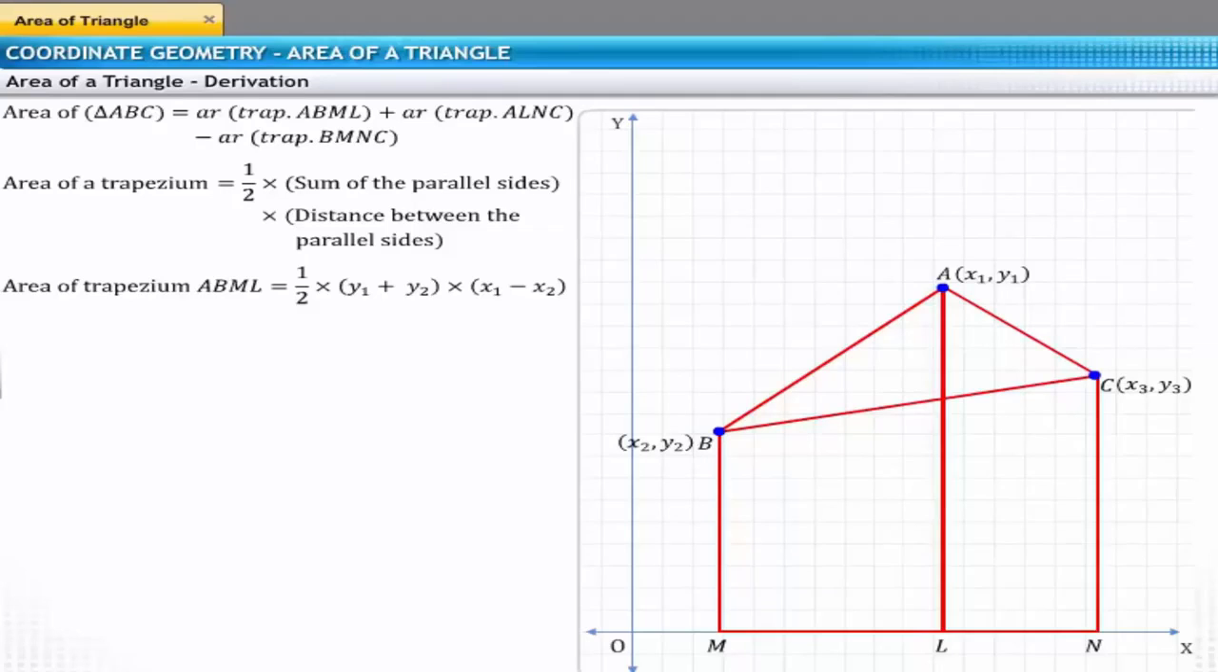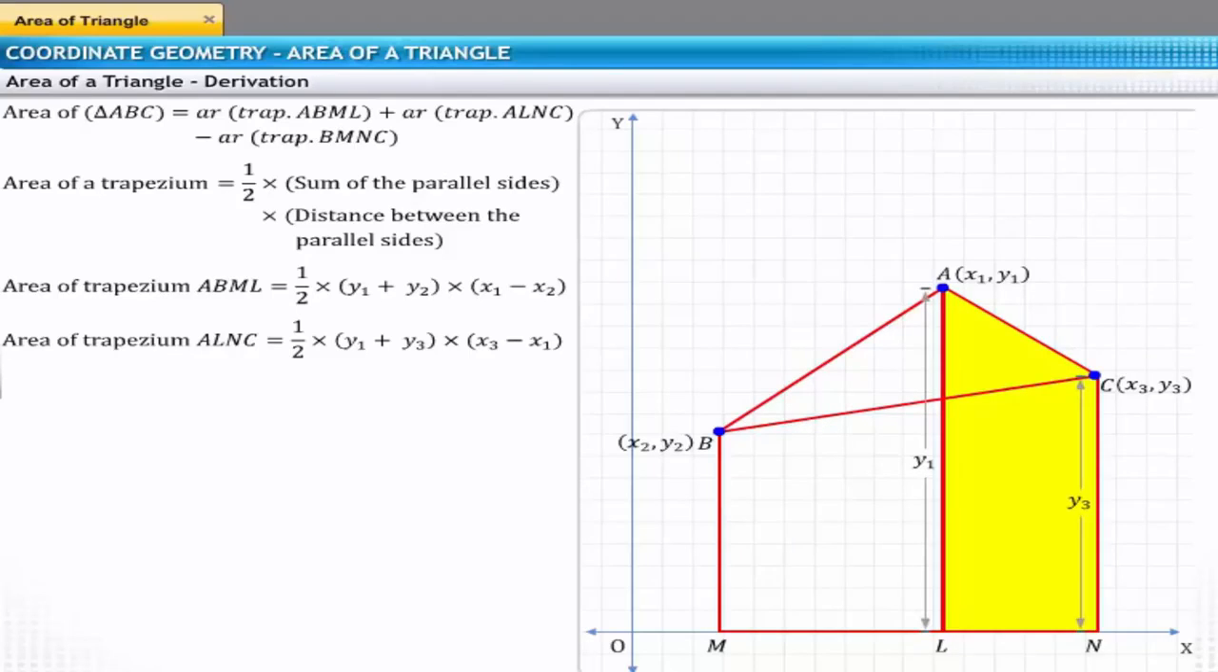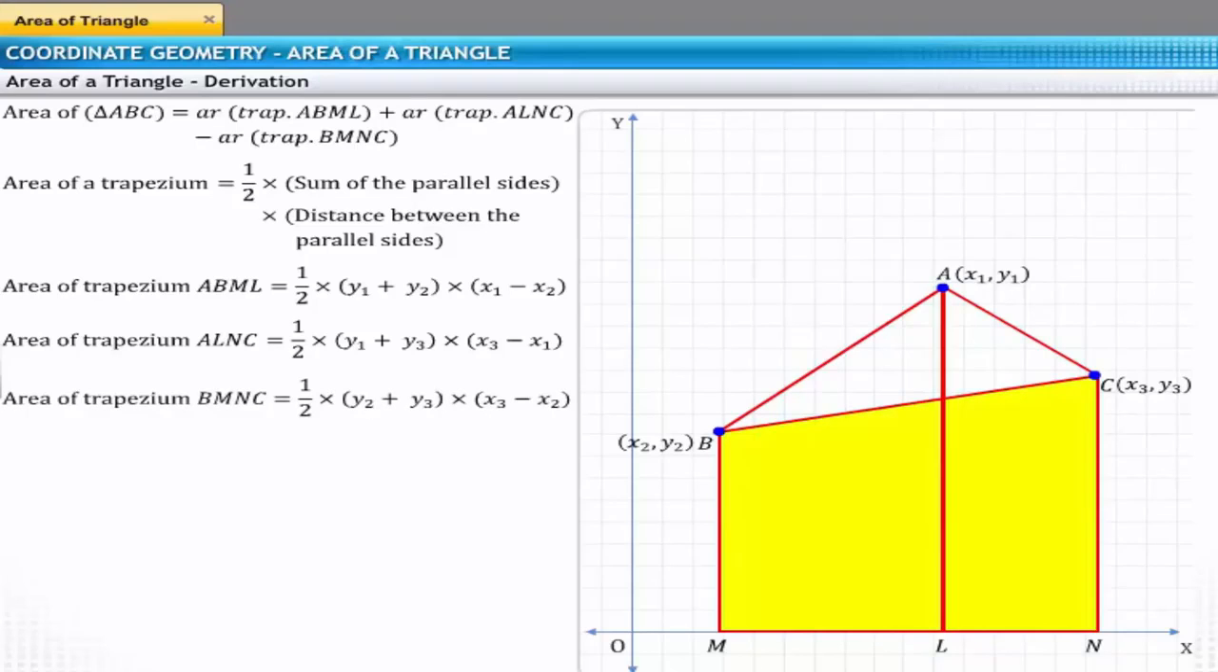Similarly, the area of the trapezium ALNC is half multiplied by y1 plus y3 multiplied by x3 minus x1. Similarly, the area of trapezium BMNC is half multiplied by y2 plus y3 multiplied by x3 minus x2.